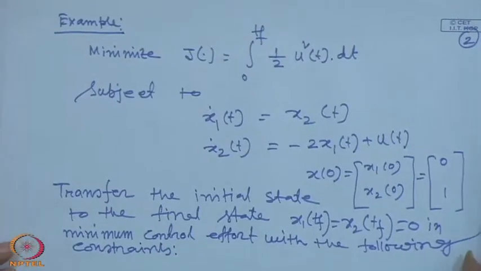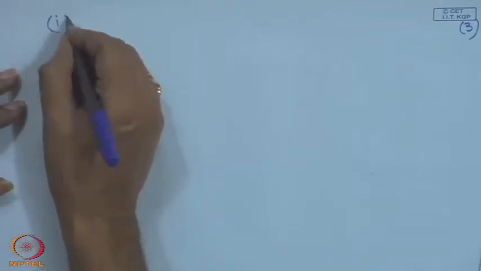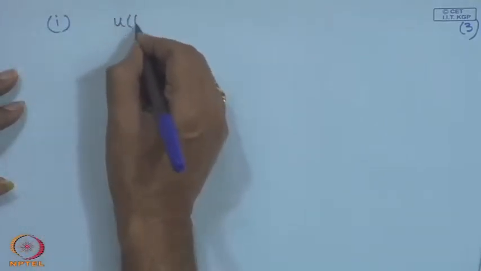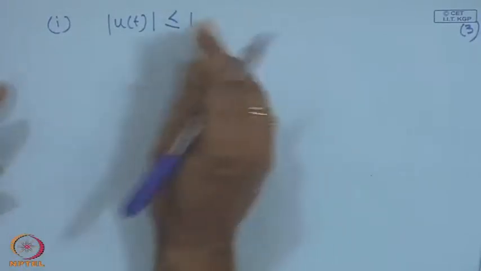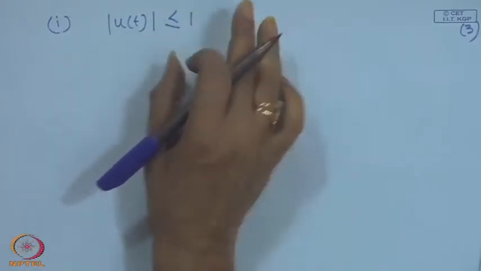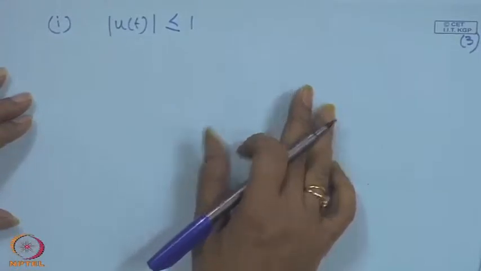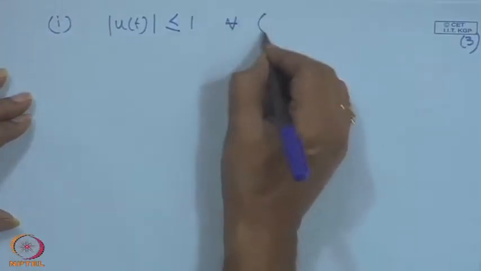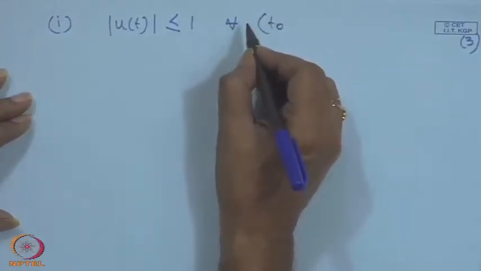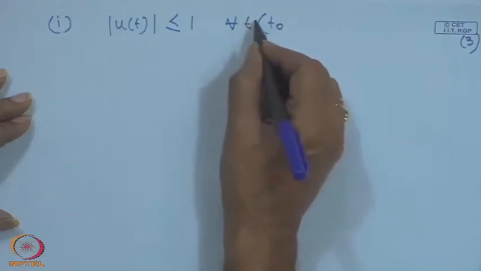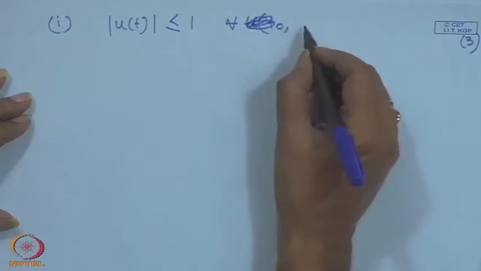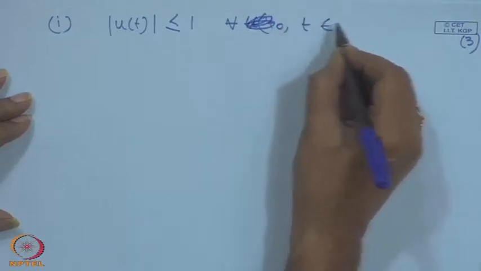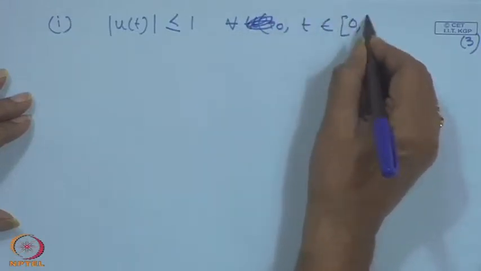So, this is our problem. What constraints are given? The first constraint is that the modulus of u of t must be less than or equal to 1, for all t belonging to 0 to t f.